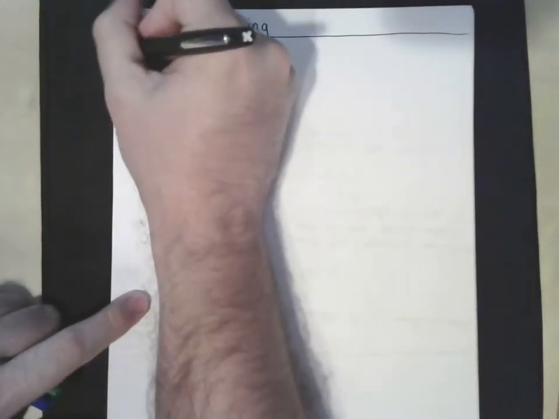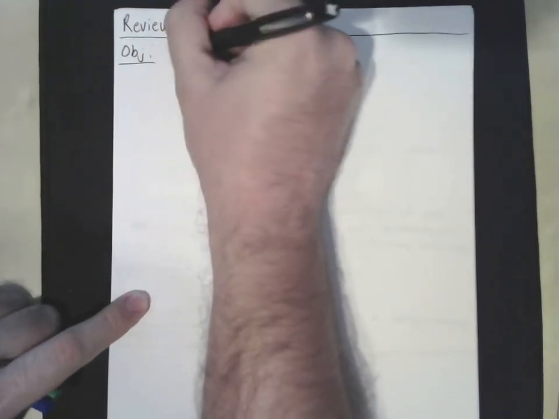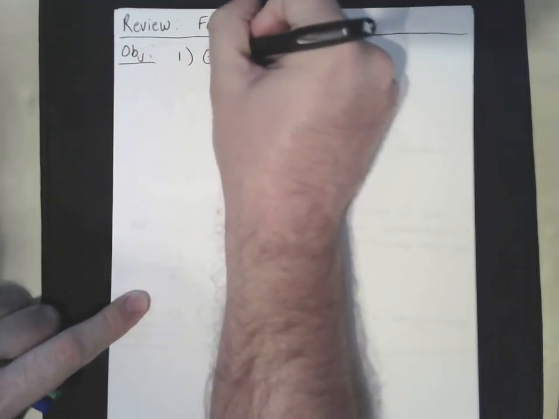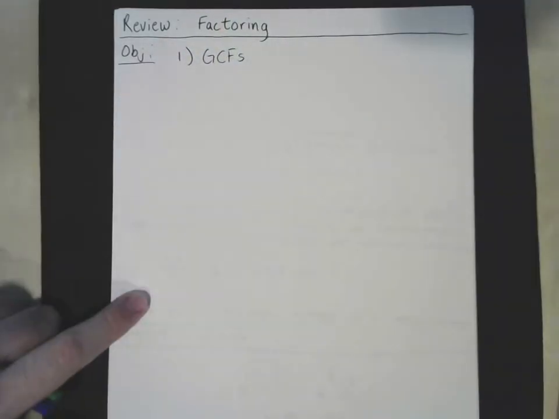Okay, so we're starting here with our review of factoring. This is going to be two parts, both of them pretty short videos. This first one, we have three objectives to talk about. Our first objective is to review GCFs and GCF factoring. We're looking for greatest common factors.